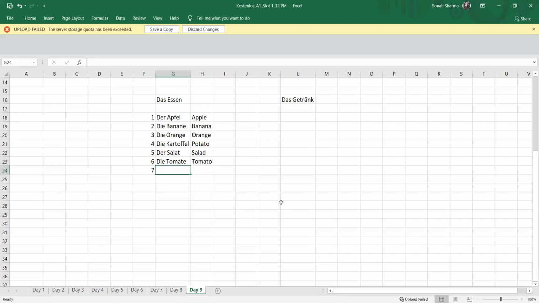Next is Nummer 7, die Zwiebel. Zwiebel is onion.